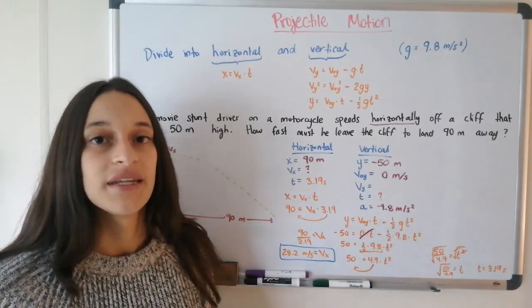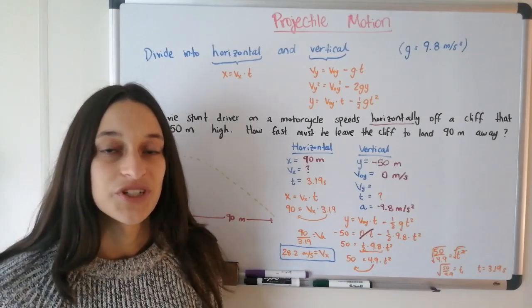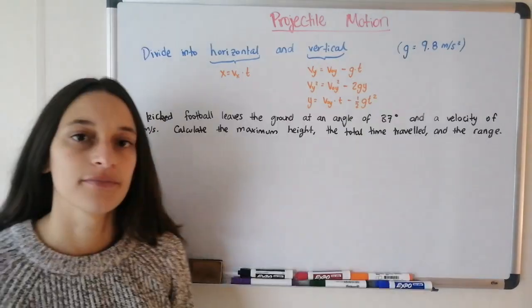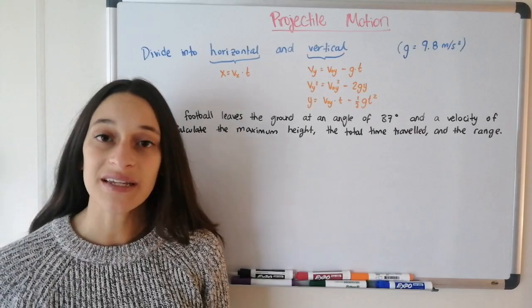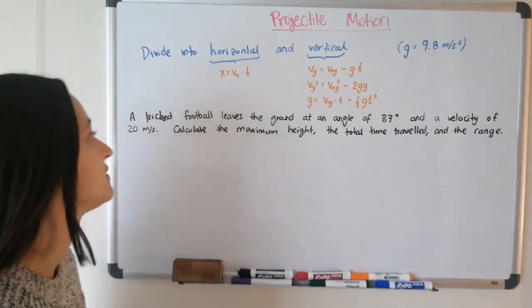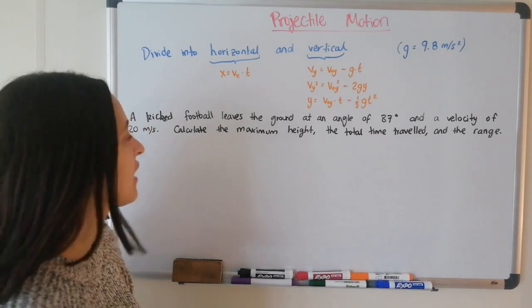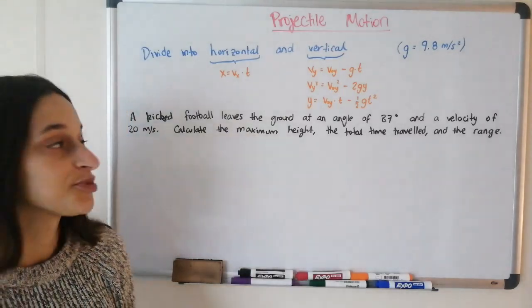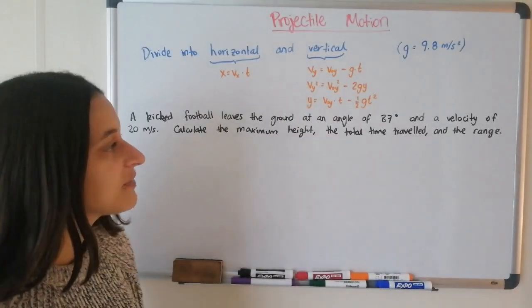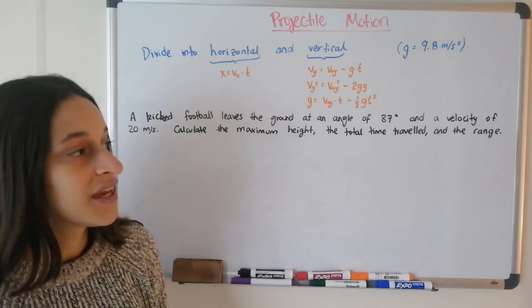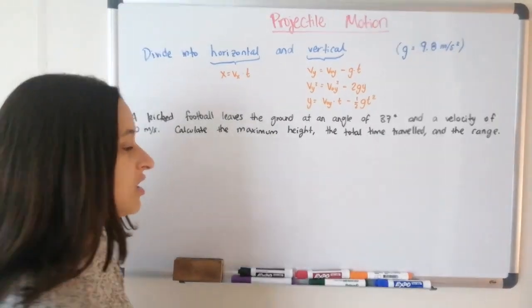So now let's do an example for projectile motion and solve it step by step. Okay, so our second example of projectile motion says, a kicked football leaves the ground at an angle of 37 degrees and a velocity of 20 meters per second. Calculate the maximum height, the total time traveled, and the range of the projectile.